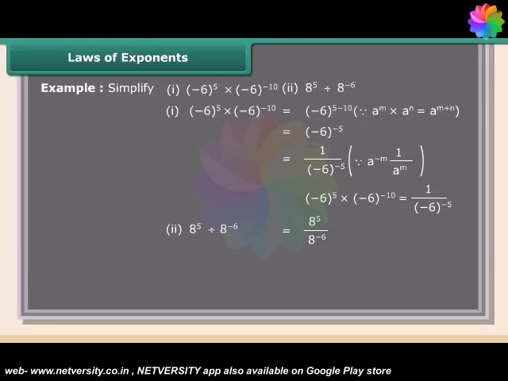8^5 divided by 8^(-6) is equal to 8^5 upon 8^(-6), which is equal to 8^(5-(-6)), since a^m divided by a^n is equal to a^(m-n), which is equal to 8^11. So 8^5 divided by 8^(-6) is equal to 8^11.